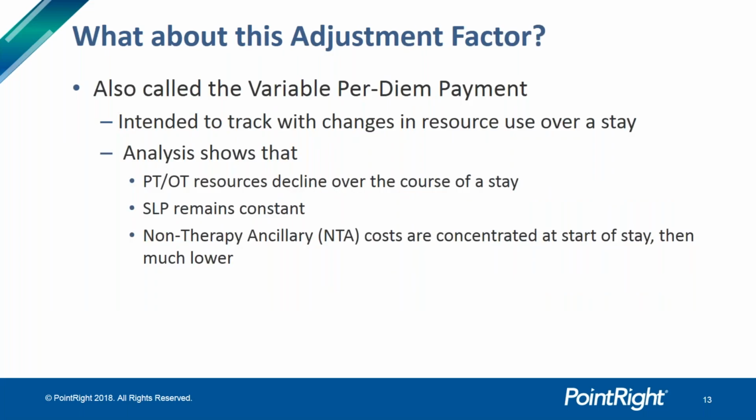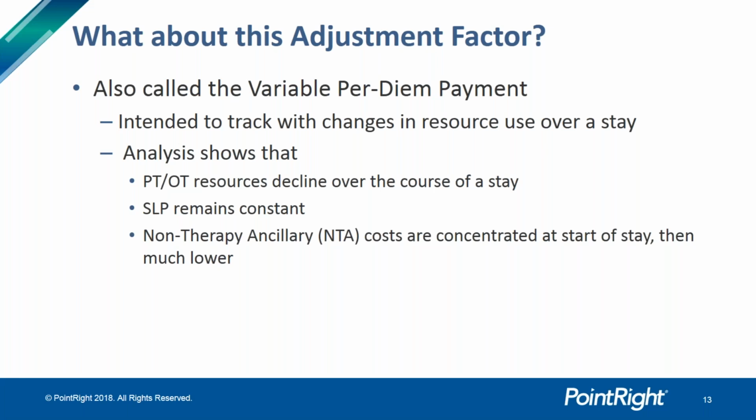And then the last element that's contributing to the PT and OT case mix component is this adjustment factor, or in the rule it's called the variable per diem payment. And the intent behind this is to catch how resource use tracks over a resident's stay. When they broke down where the resource use happened, what they noticed when they looked at PT and OT is that resource use declined over the course of someone's stay, and we all have seen that in practice. There is this decline in resources as the resident continues with the stay in a SNF.